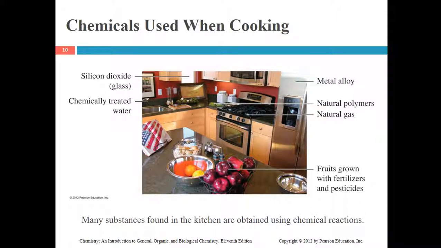Then if we go to the next slide, we look at the stuff in our kitchen, all the different things. Everything even in our kitchen, whether it's the type of metal in the fridge, or your ice machine in the fridge that's going to take water and make ice, or the natural gas that's going to be burning on your stove, or the metal on the grates of your stove, or your glass window, or your water, or your apples. Everything about you has something to do with chemistry and chemical reactions.